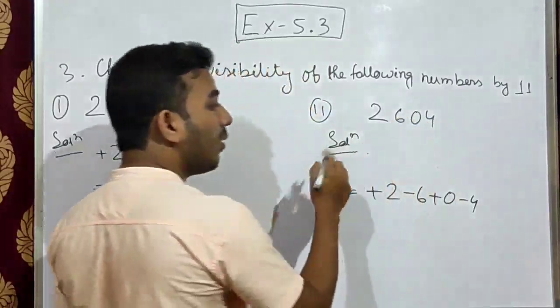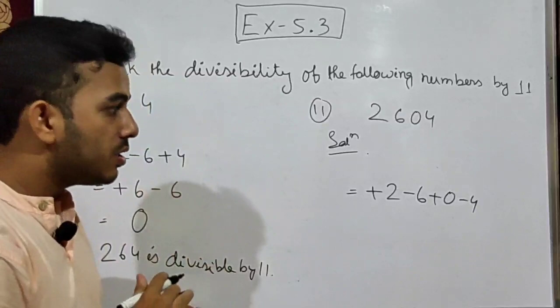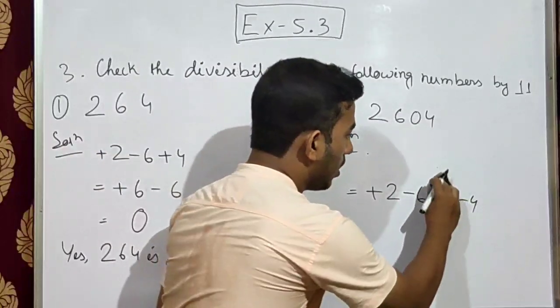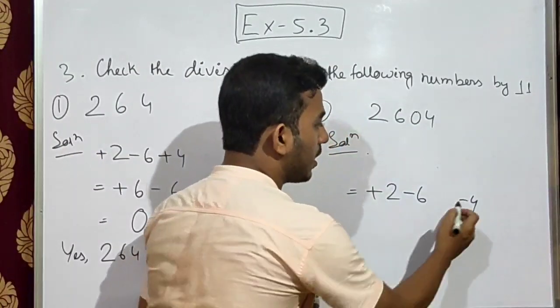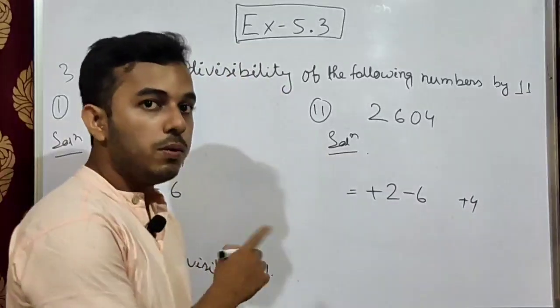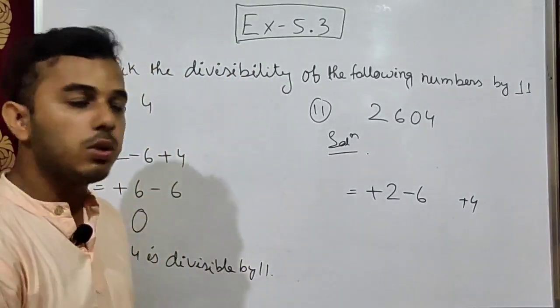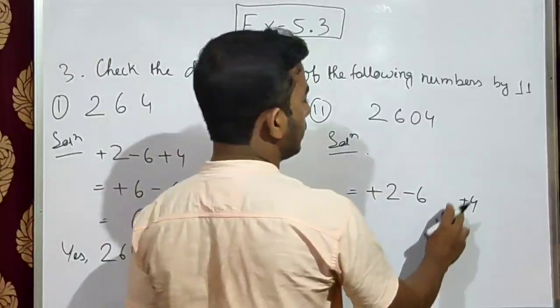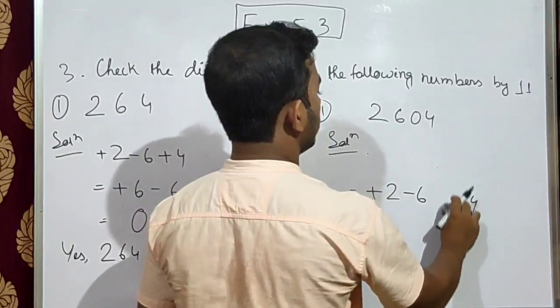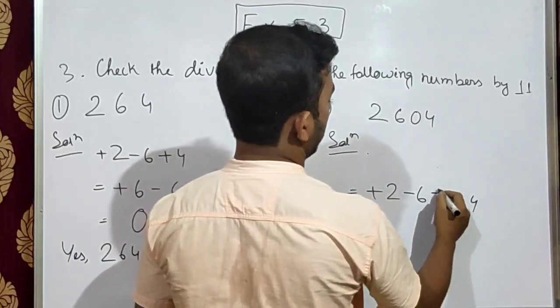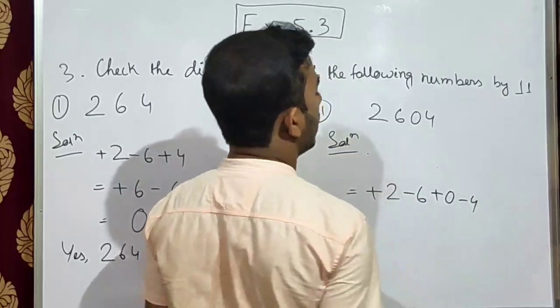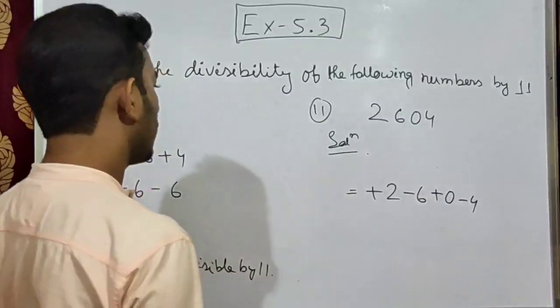Now if you think why add 0, if you don't add 0, then this sign will be what? Plus. Will it be equal? No, it will not be equal. Up to this clear? Okay.